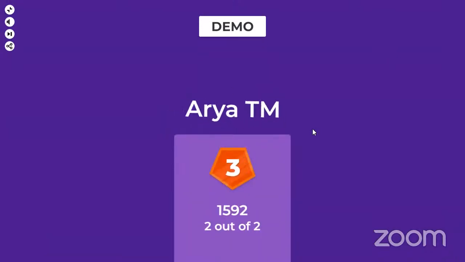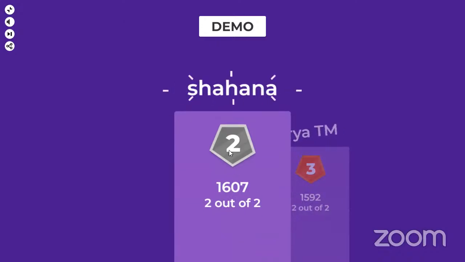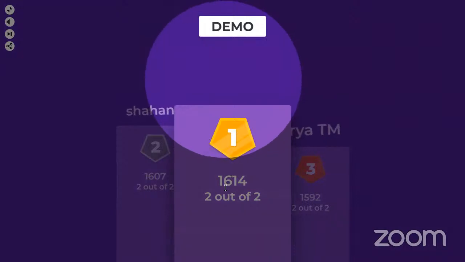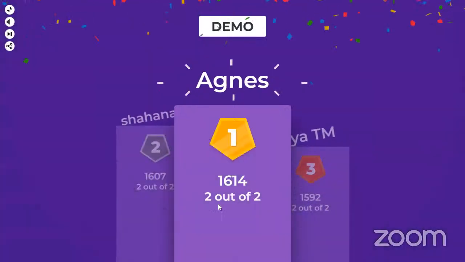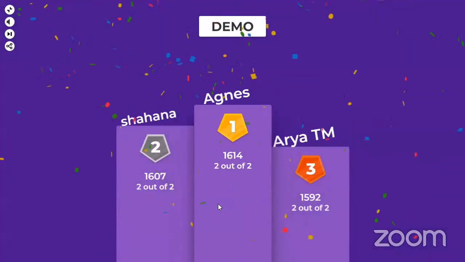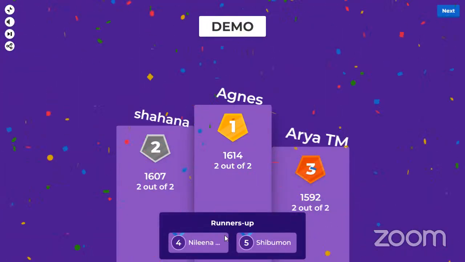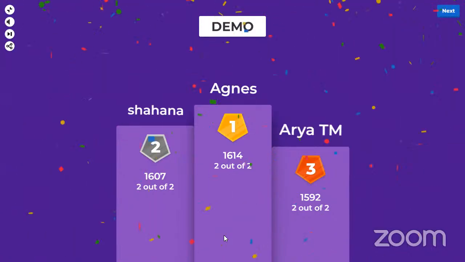Third spot goes to Arya TM. Second spot goes to Shahana. And the first spot goes to Agnes. So that is regarding the demo session, and we have Nilin and Shibumon as runners up.